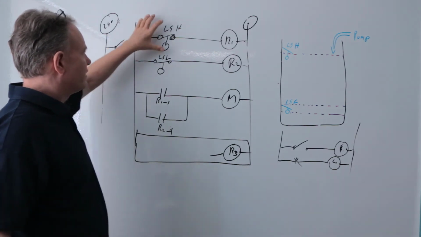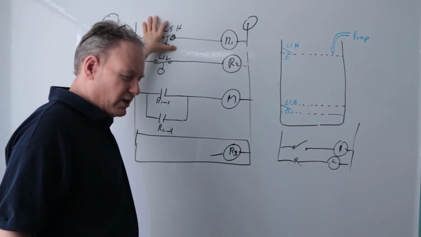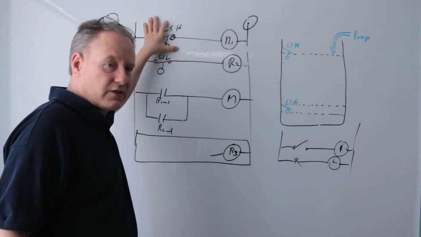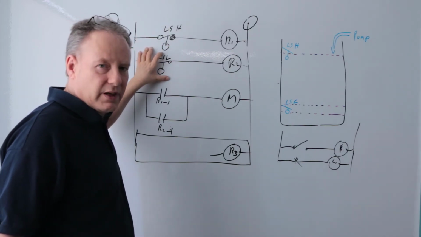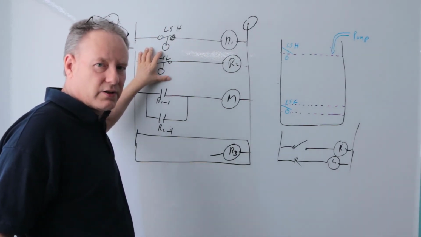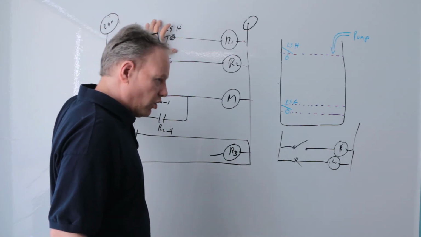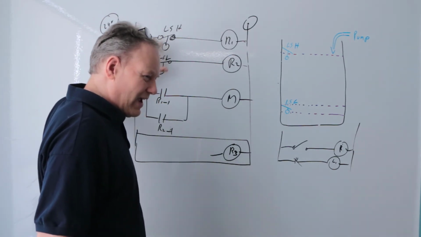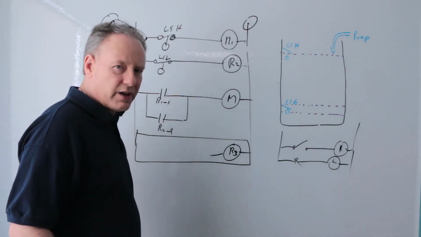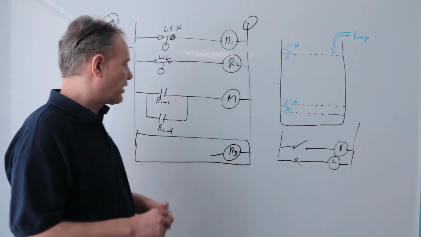The logic is this. This guy is open. This guy shows the tank is full. This guy shows the tank is empty, and that means it's closed. So it's this. Ready? This is open, and this is closed. What did I say? And? Yeah. Okay, so work with that.